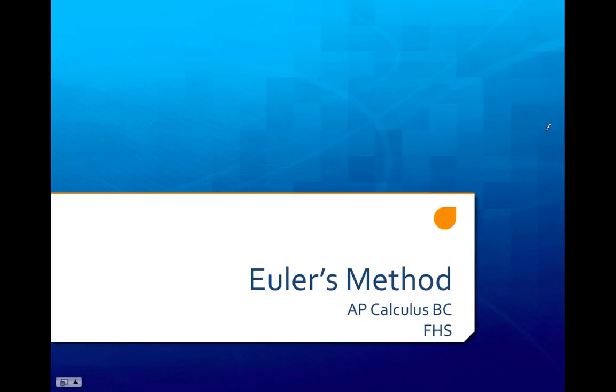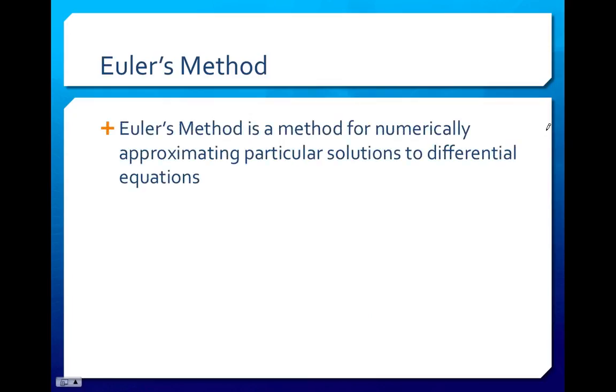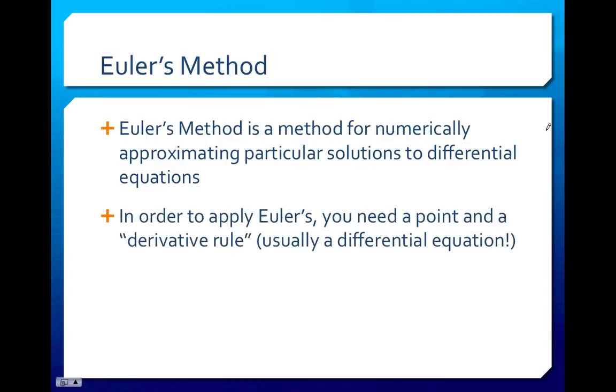I told you before that there are lots and lots of types of differential equations, most of which you don't know how to solve yet. But Euler's method is going to give you a way to approximate some solutions. So it's a method for numerically approximating particular solutions to differential equations. And in order to apply Euler's method, you need to have an initial point, and you need to have a derivative rule, which is usually in the form of a differential equation.